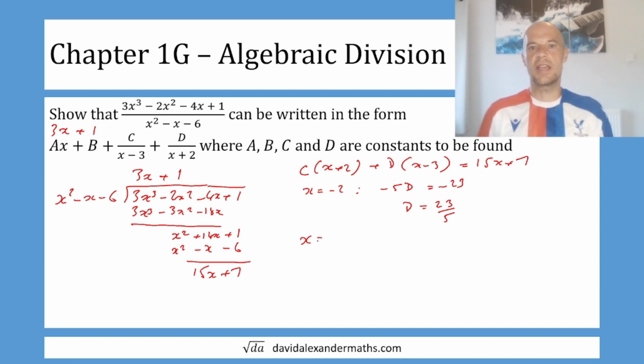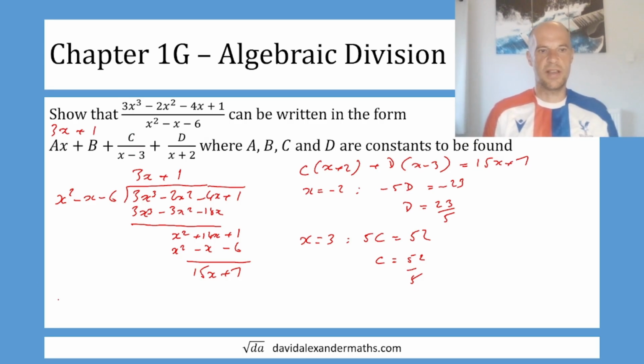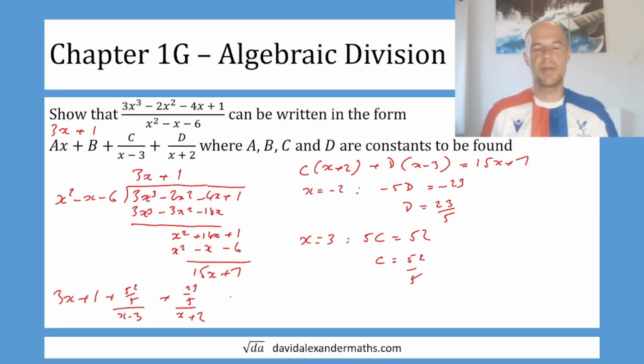Let's go for x equaling positive 3. So what we have is 3 plus 2, which is 5. So 5c is 3 15s, which is 45, plus 7, 52. So c is 52 over 5. Okay, so what it turns into is 3x plus 1 plus 52 over 5 over x take away 3, and 23 over 5 over x plus 2.